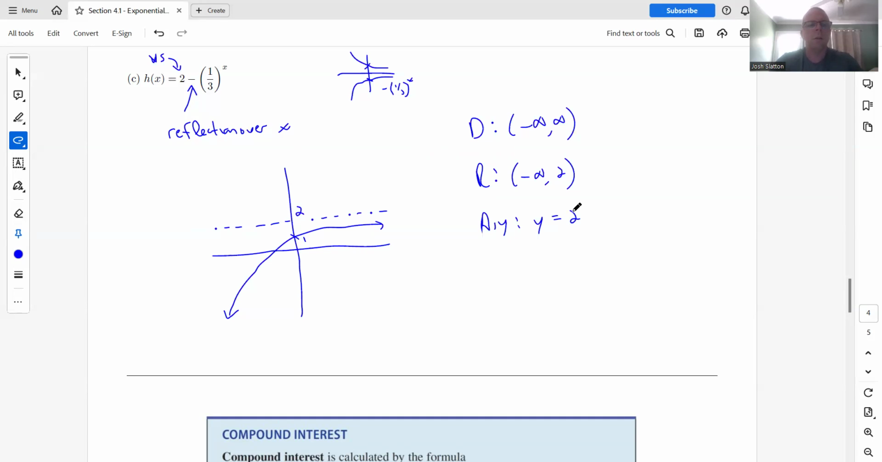Okay, so I think we'll stop there. We'll do compound interest in a separate video. But the same shifting rules apply. In case you forgot, we always do the vertical shift last. So you start with the horizontal shifts and the reflections and the stretches. Then you do the vertical last. So just keep that part in mind.